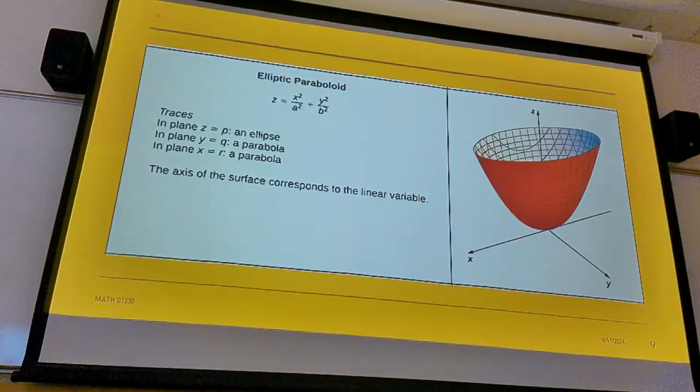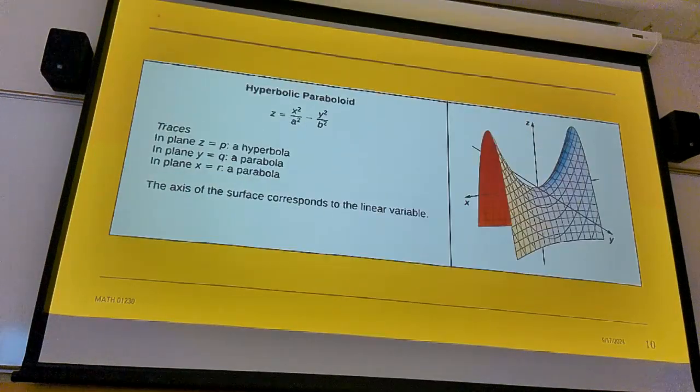And then a hyperbolic paraboloid. Again, the axis is the axis corresponding to the variable to the first power. Those are not the only quadric surfaces, those are just the 6 most common.